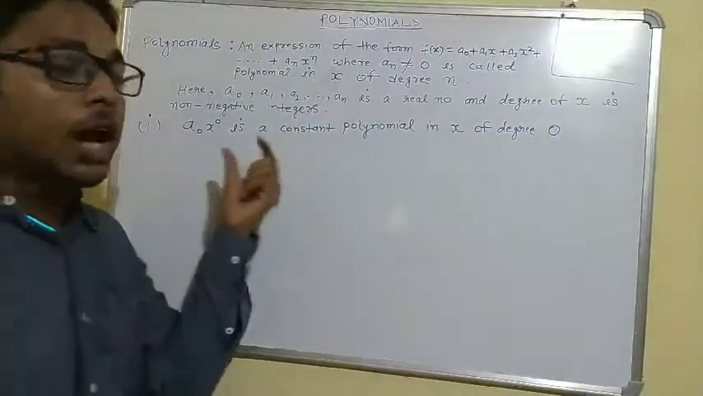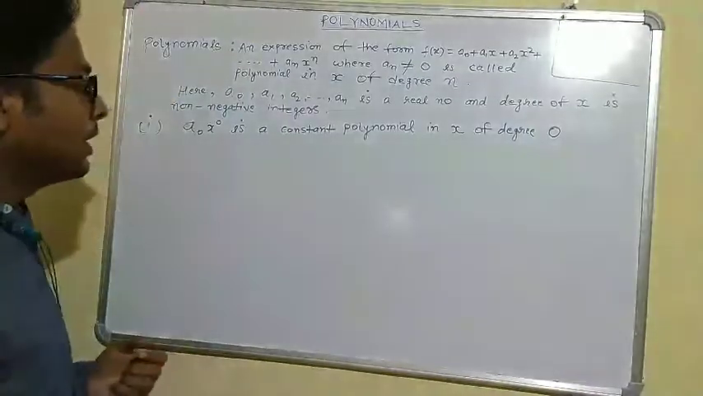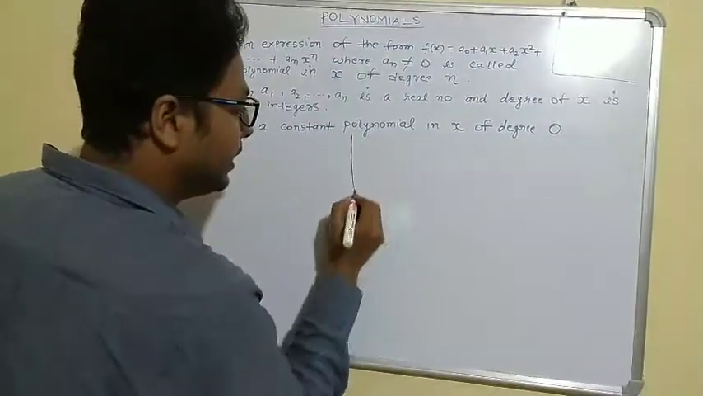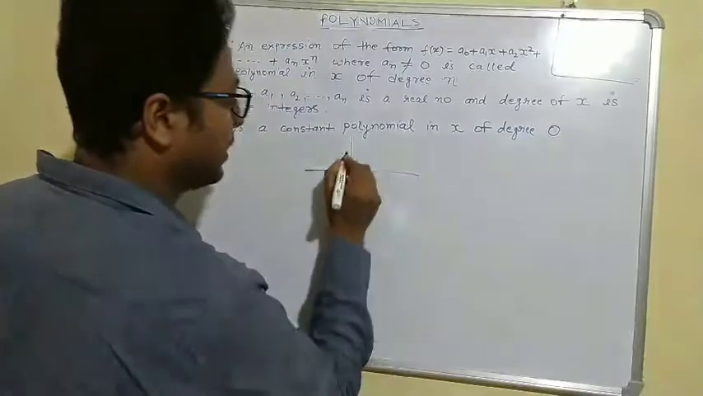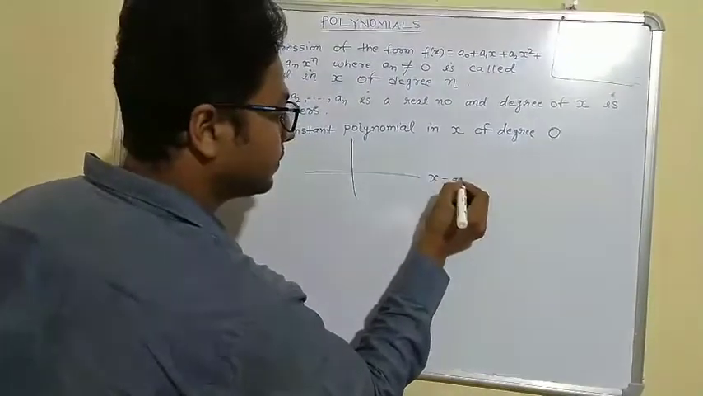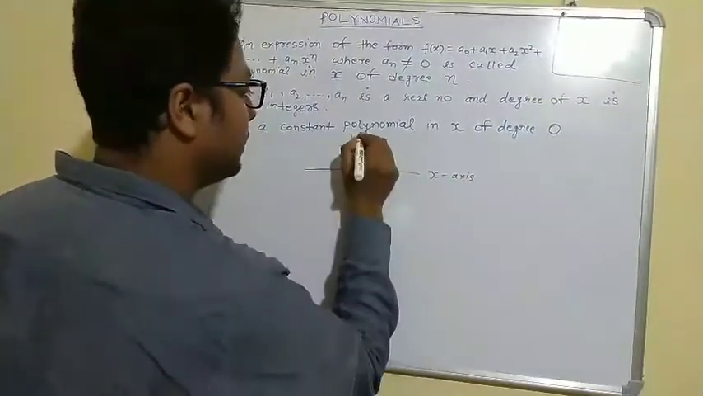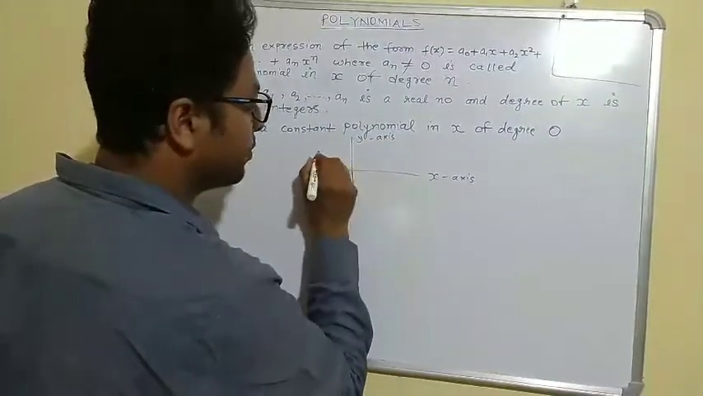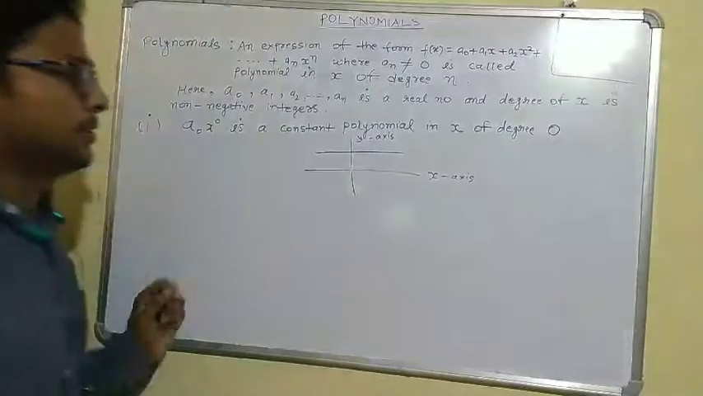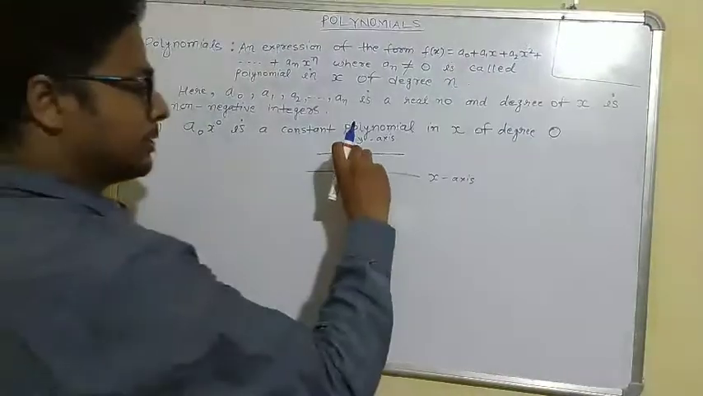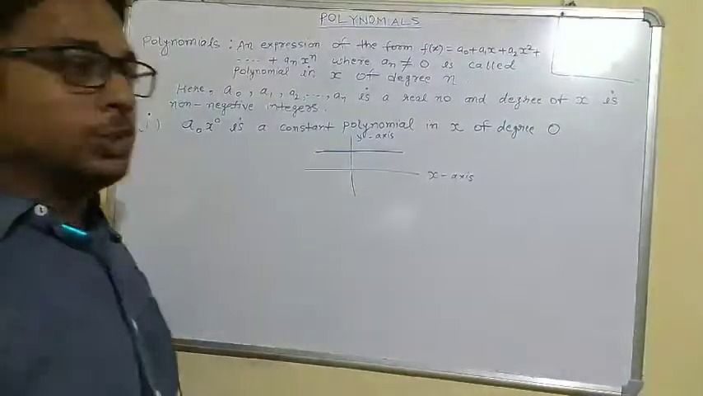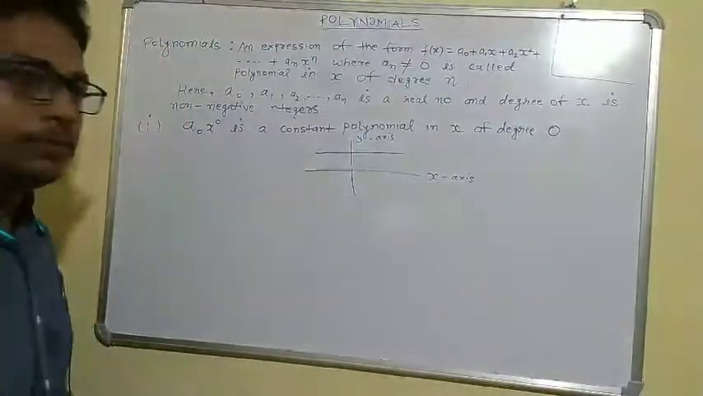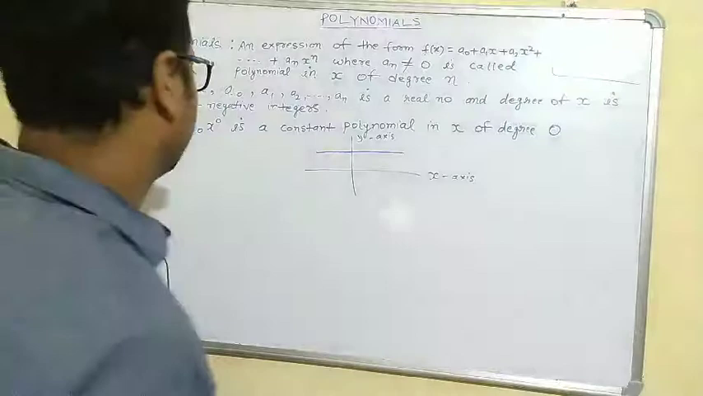If we draw the graph of this constant polynomial, it will be like this. This is the x-axis and this is the y-axis. Here a naught is some constant value like -2, -1, 2, 3, 4. It may be anything as per the question.